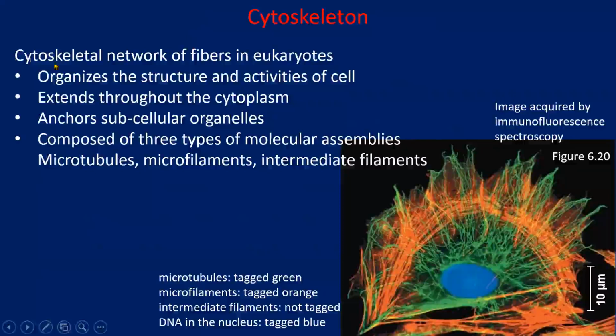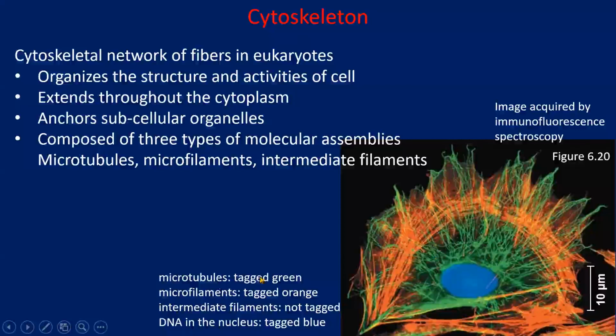What we see over here is an image of a stain with a fluorescence microscope, and there are different things which are tagged over here. In the cytoskeleton, there are mainly three things to study: one is microtubules, another is microfilaments, and then intermediate filaments.